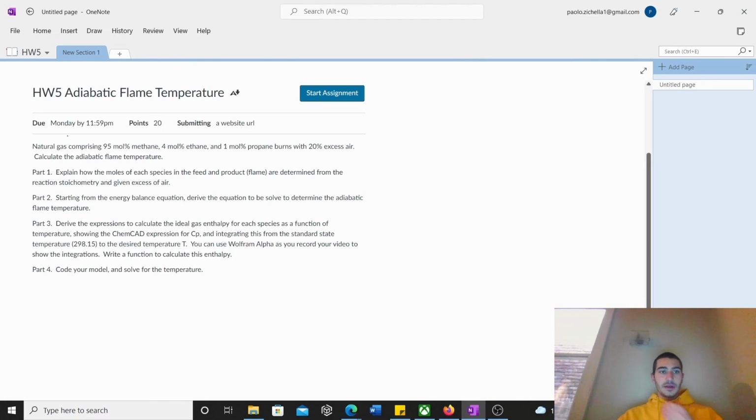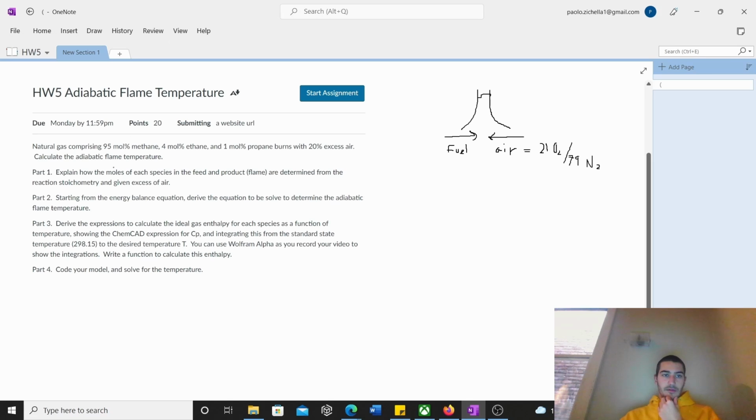First things first, we see that this is an adiabatic flame temperature where we have some sort of flame, some sort of fire, say it's a Bunsen burner, and we have two things going in, right? We have the fuel going in, which is our methane, ethane, and propane, as well as air. The air is helping this reaction take place, and it is 21 mole percentage of oxygen compared to 79 mole percentage of nitrogen gas. Okay, but let's get started.